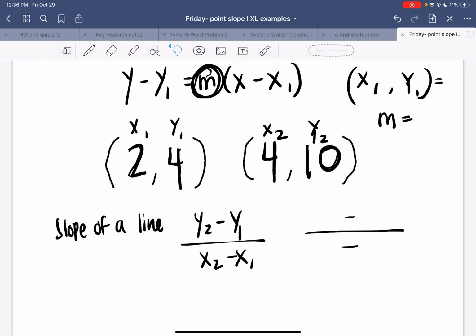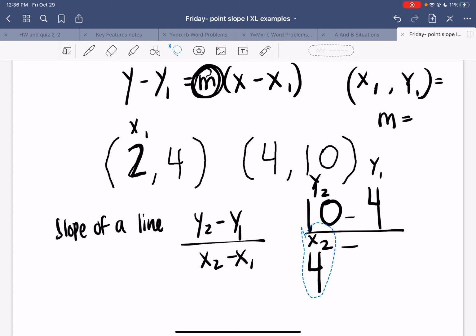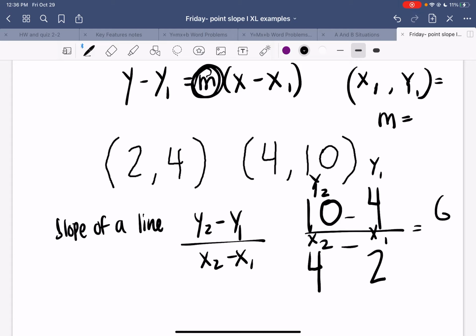So let's go ahead and try that again. So we have y2, which is 10, minus y1, which is 4. Then we have x2, that is 4, minus x1, which is 2. So then we would simplify. 10 minus 4 is 6, and 4 minus 2 is 2. And when we simplify that, we get a slope of 6 divided by 2, which is 3.